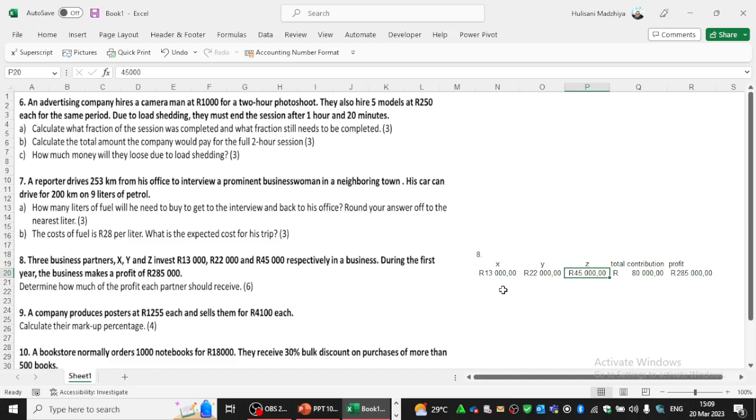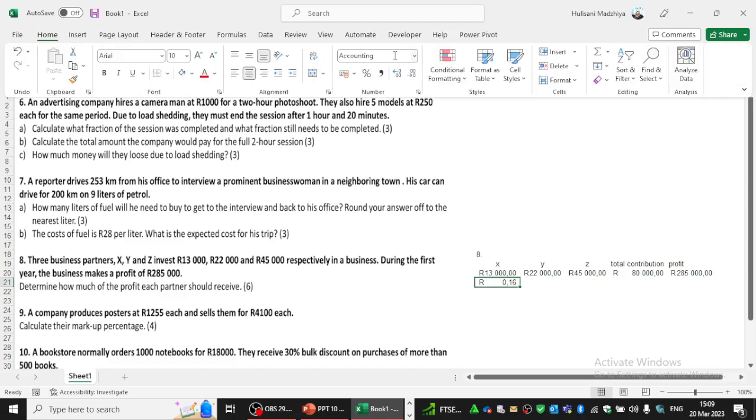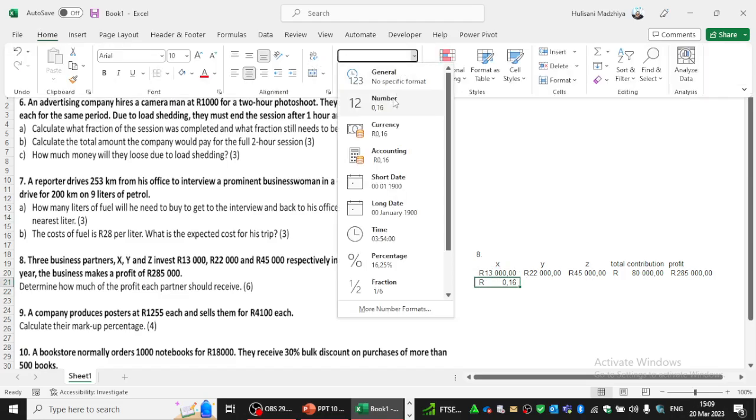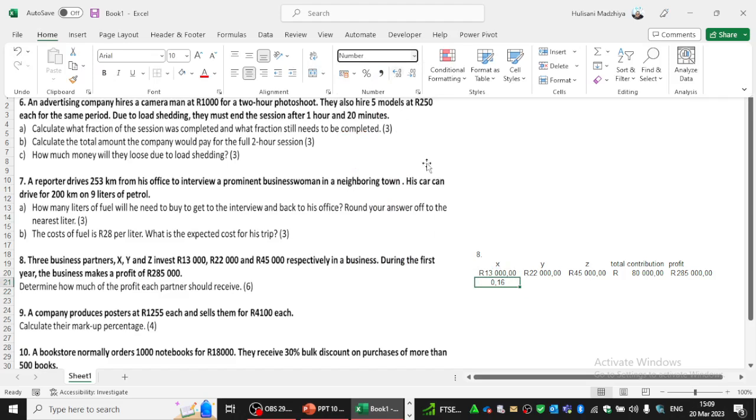So to calculate the ratio of how they are going to share the profit, we take 13,000 divided by 80,000, which is the total amount of contribution. So therefore this will be the amount. The share of profit for this guy will be 16%.